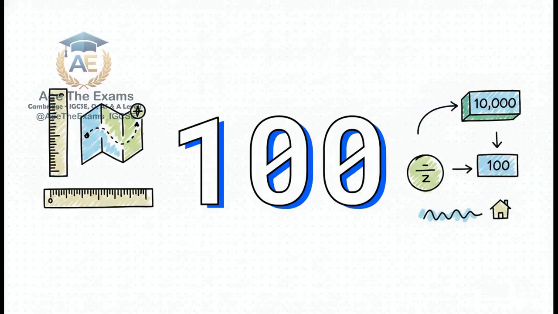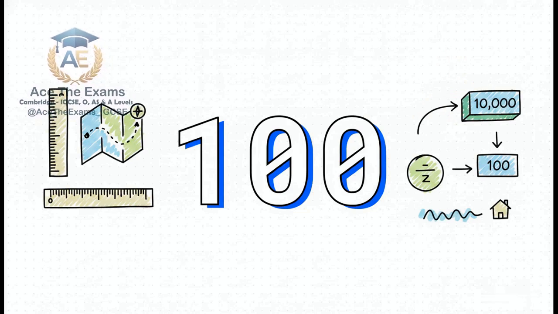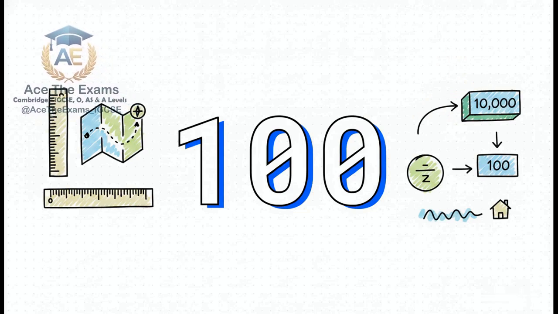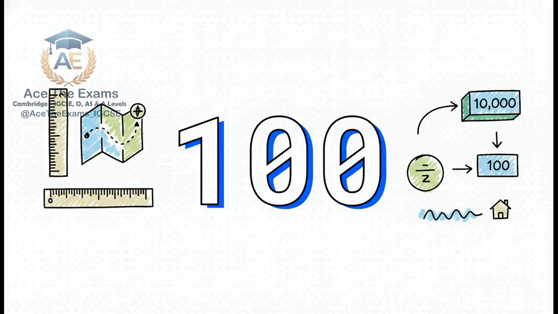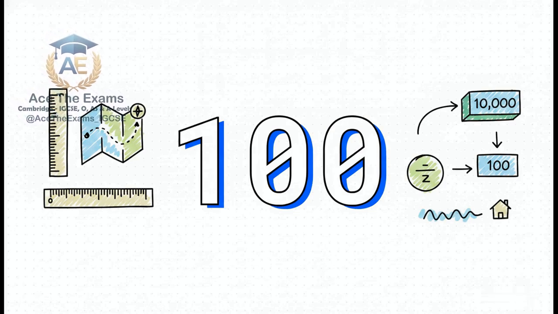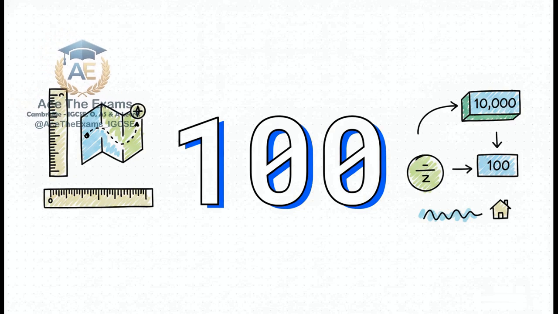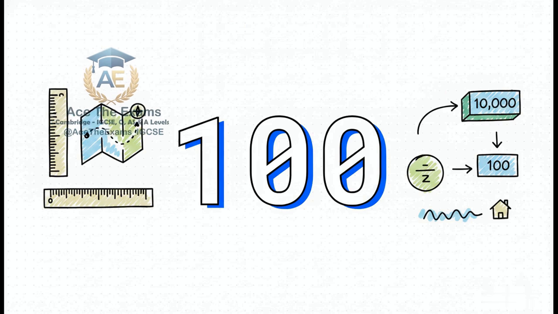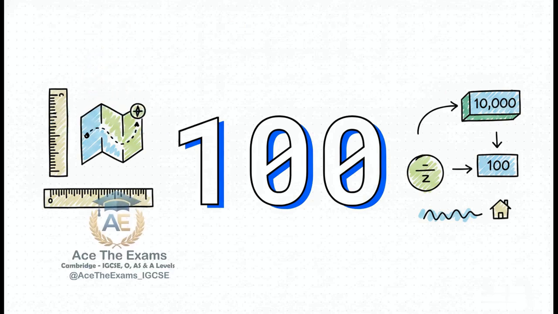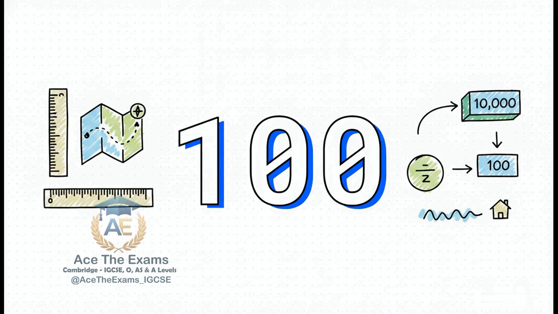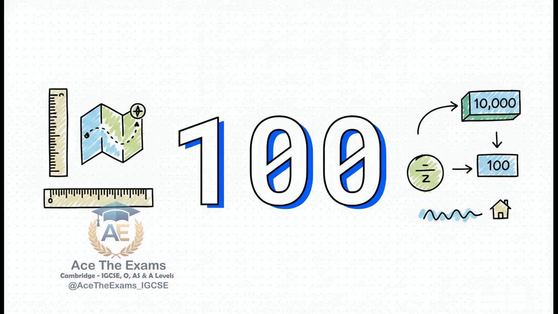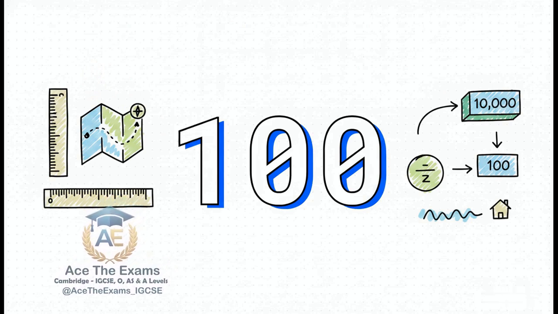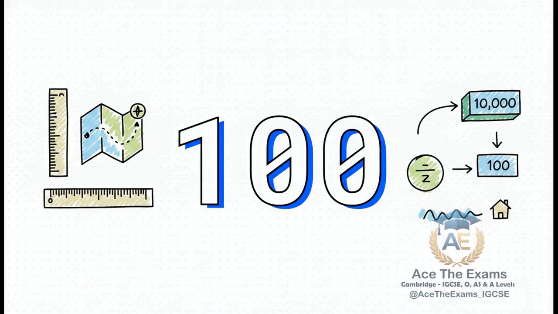Time's up. The correct answer is 100. Here is the exact logic to get full marks. A scale of 1 to 10,000 means 1 map centimeter equals 10,000 real-life centimeters. So the true distance is 10,000 centimeters. But check the command requirement. We need meters. Since there are 100 centimeters in a single meter, you divide 10,000 by 100, giving us exactly 100 meters. It's a simple conversion, but absolutely essential for accurate real-world planning and grabbing those final marks.